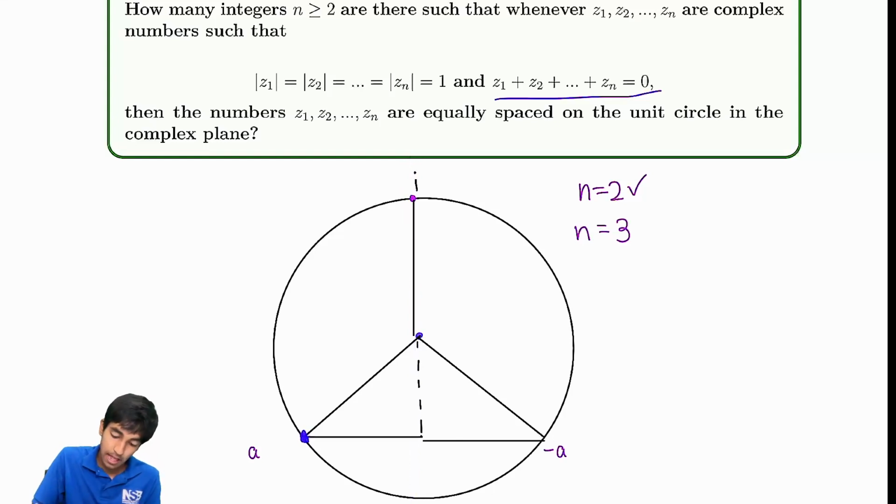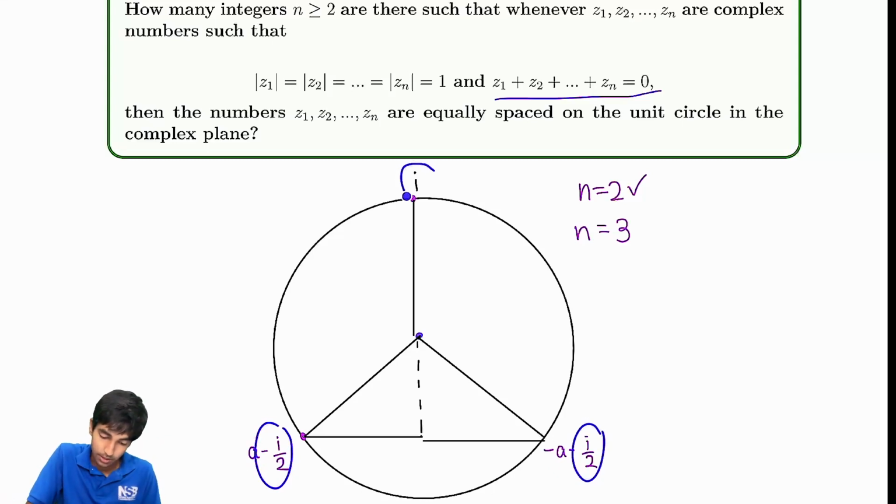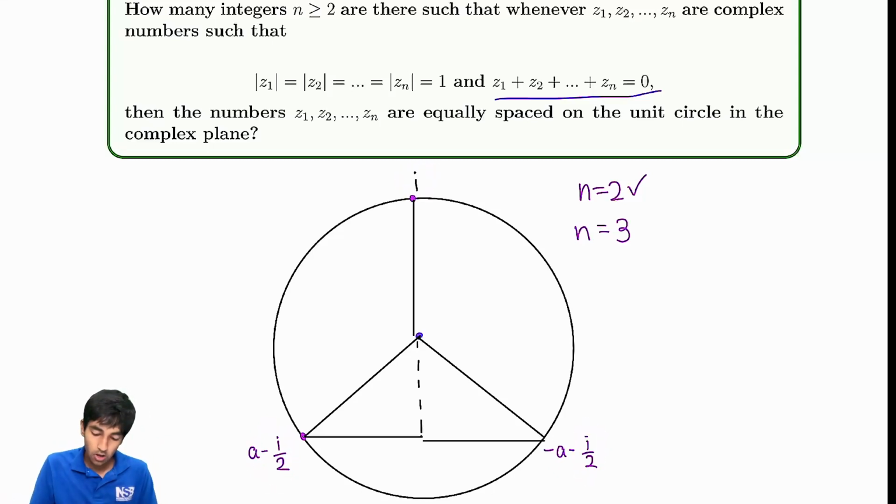And if they're symmetric about this line, it's like the same point except their real parts are flipped. So they're going to have the same imaginary part. Each of them must have an imaginary part of negative 1 over 2, so that when you add them all to i, the real parts cancel, and the imaginary parts cancel with this i. Okay, but then the magnitude of the complex number is 1.